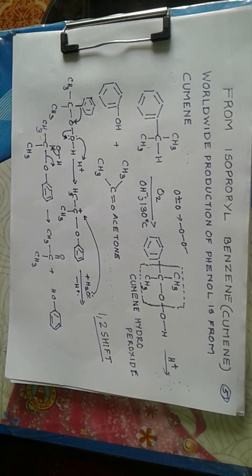So that is the mechanism of conversion of cumene hydroperoxide into phenol and acetone, and this is the worldwide method of production of phenol from cumene, that is isopropyl benzene.